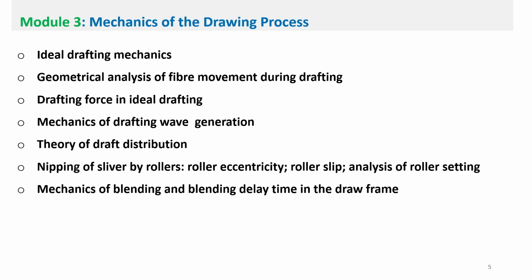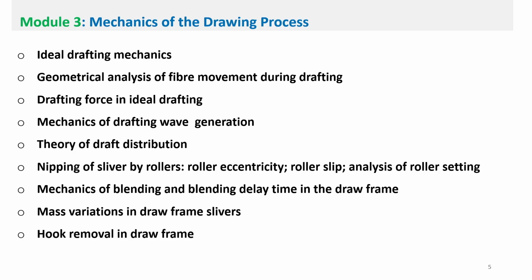Then mechanics of blending and blending delay time in the draw frame. Earlier we discussed blending delay time in Blowroom, but here also we can control the blending delay time. What is blending delay time, that we will discuss subsequently. Then mass variation in draw frame sliver. One function of the draw frame is to reduce the mass variation by doubling, where a number of slivers are doubled. So, we must know how the mass variation is controlled here.